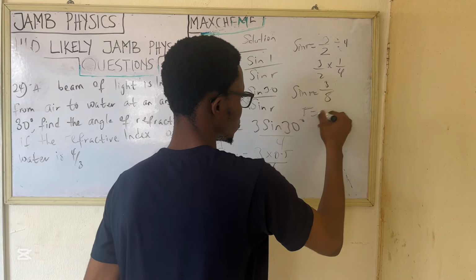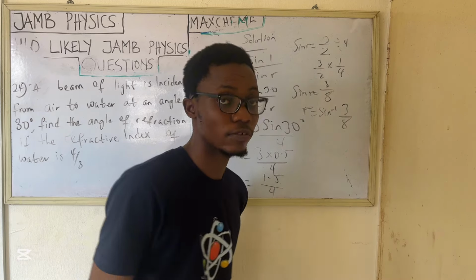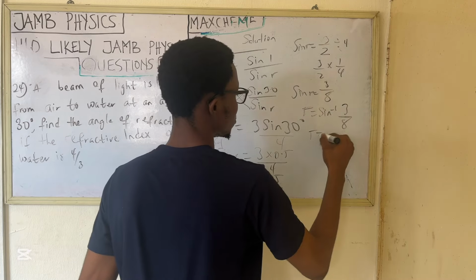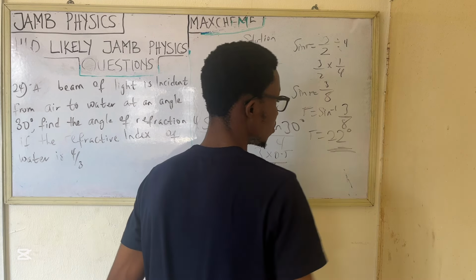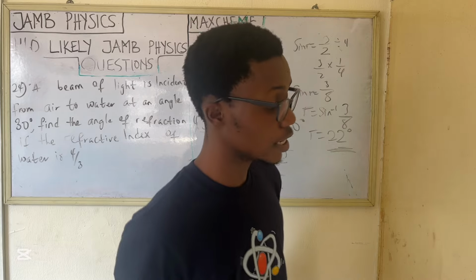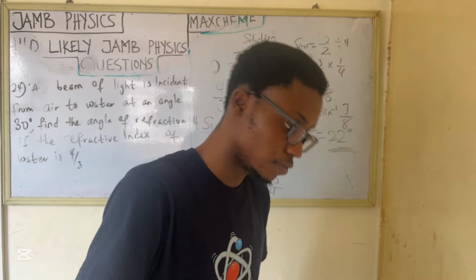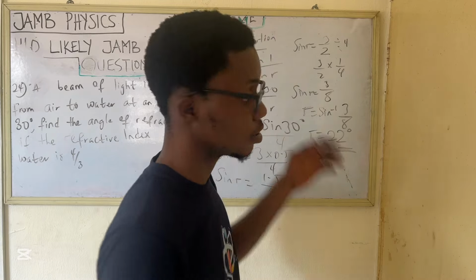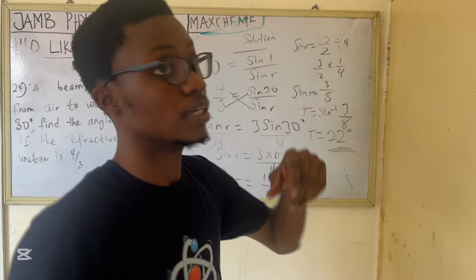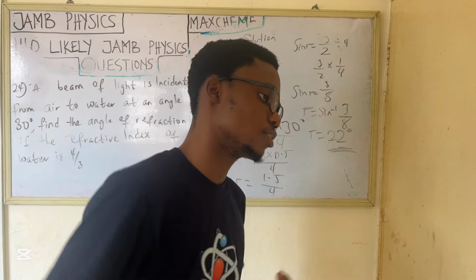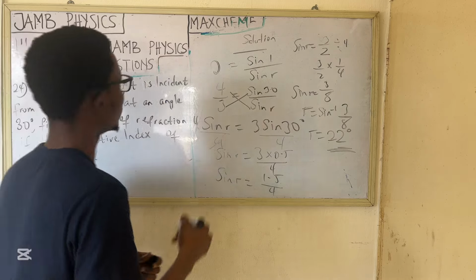r is equal to sine inverse of 3/8. And what is sine inverse of 3/8? Use your calculator to give you approximately 22 degrees. So that is the angle of refraction. And if they ask you what is Snell's law, that is the sine of the angle of incidence over the sine of the angle of refraction, which will give you the refractive index. So that is all on question 24.